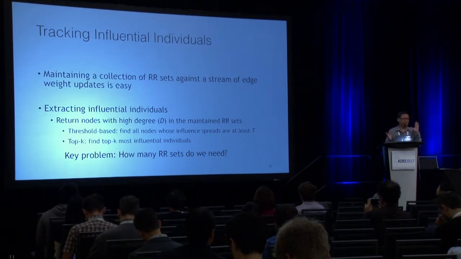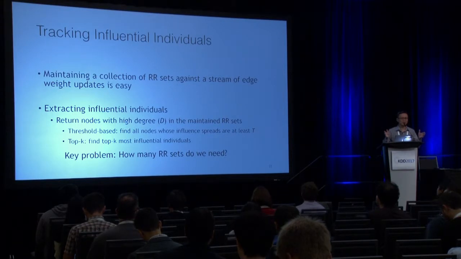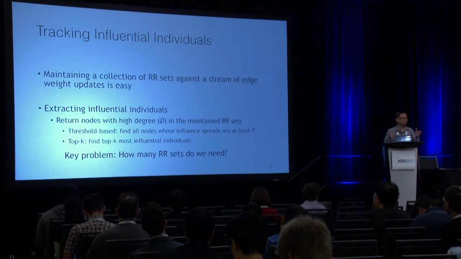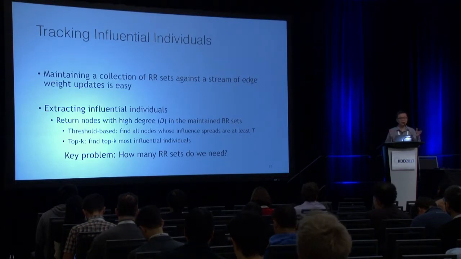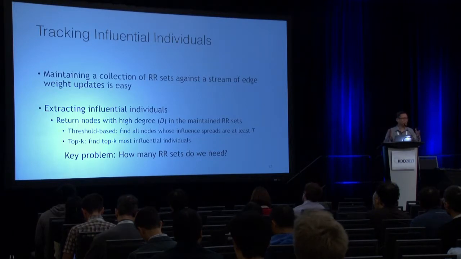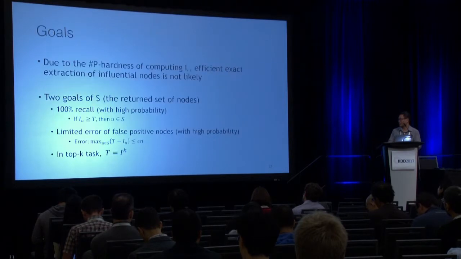But wait a minute, there's one thing. We have a parameter m, which is the number of sample units we should use to get an accurate estimation. What should be the number m? Okay, and also when the graph changes, this m may also change because the underlying graph structure changes, right? So this is indeed the critical problem. How many RR sets do we need?